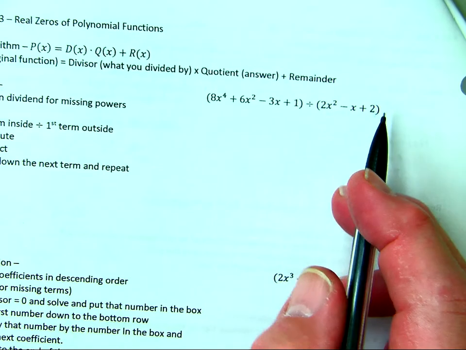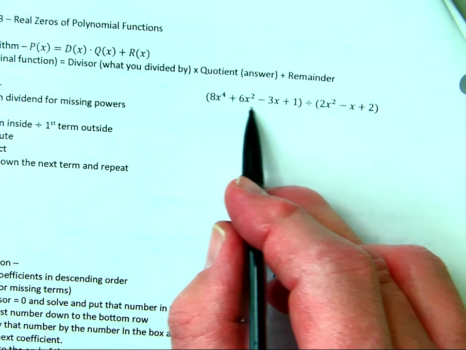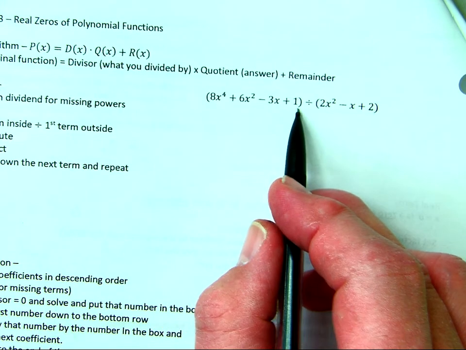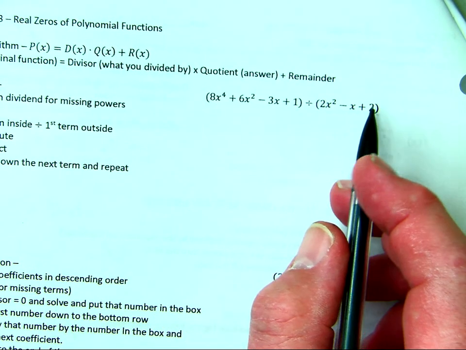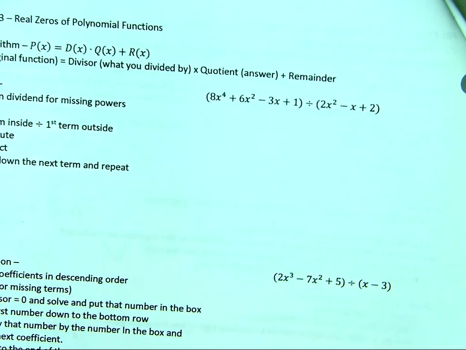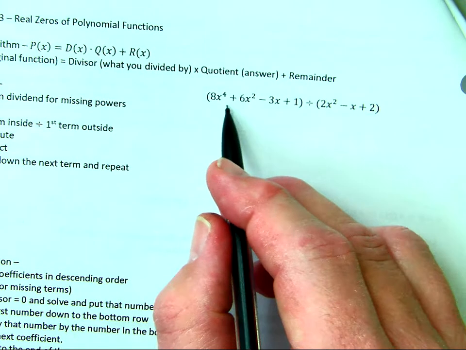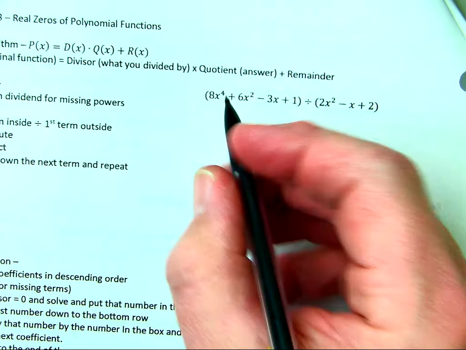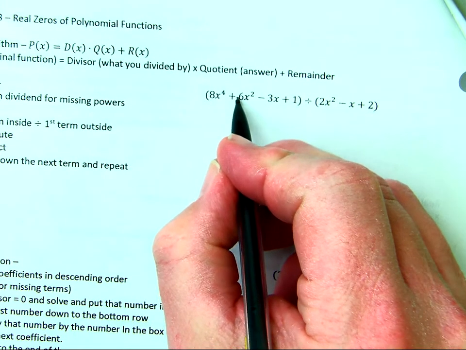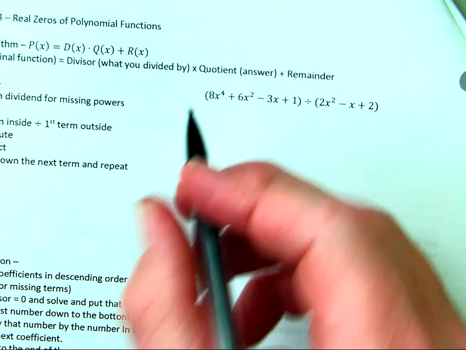So here's long division. Here's our dividend, here's our divisor. You don't have to remember those names, I forget them all the time. This is the one we're dividing. So first, let's write it down. Now notice there's an x cubed missing. When one's missing, leave a space for it.